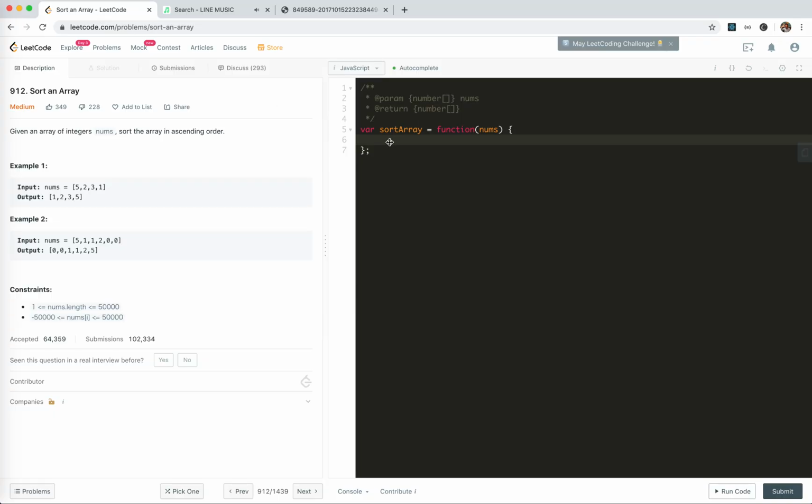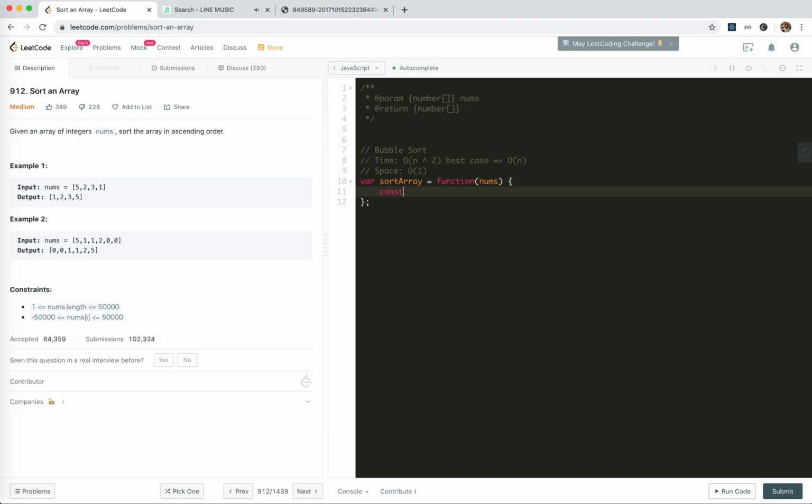Okay, so the first one is bubble sort. Time would be n squared. For the best case, linear time. Space constant. So let's do it.